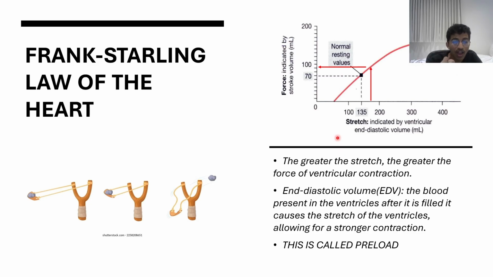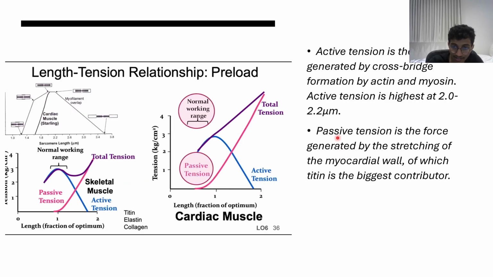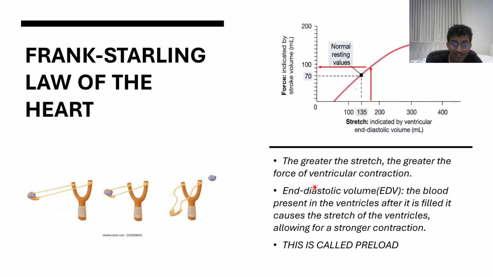How is this stretch achieved? We need to understand the end diastolic volume, the blood present in the ventricles after they are filled with blood. It creates this stretch because we have titin right here. It gives the ventricular walls elasticity. So when you have more blood, the ventricles get bigger and they stretch.